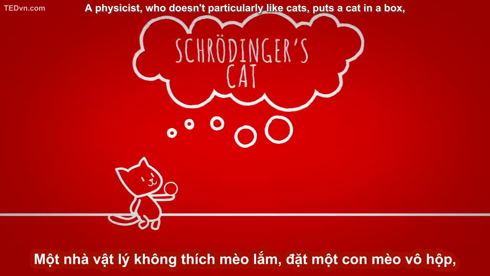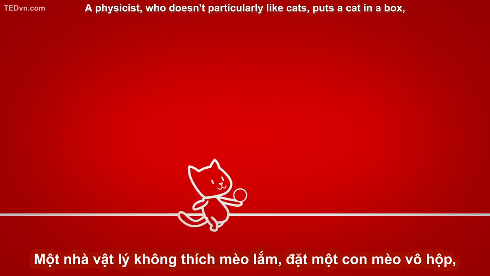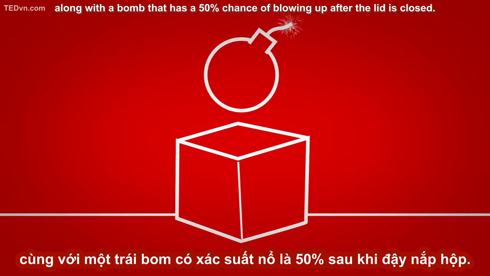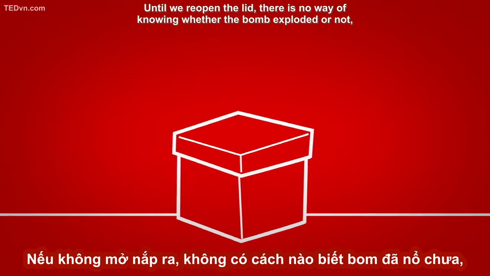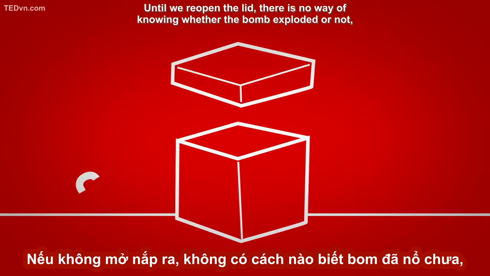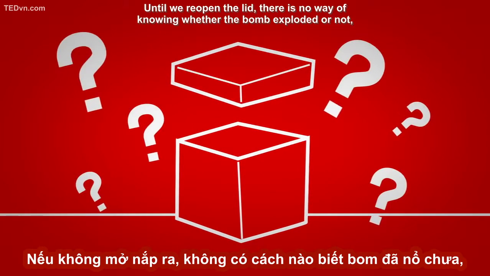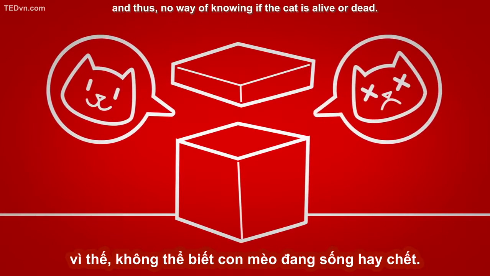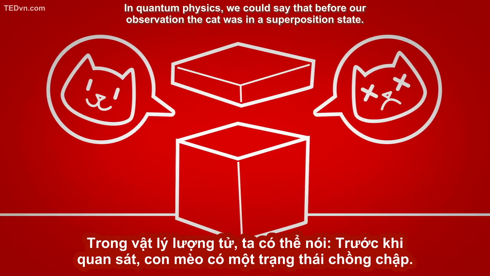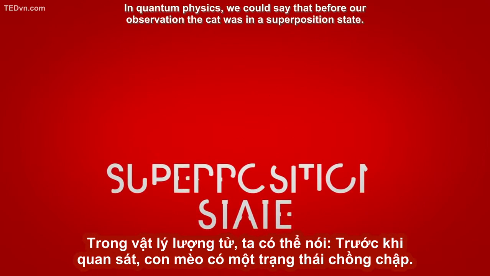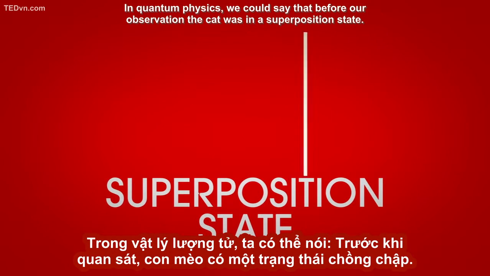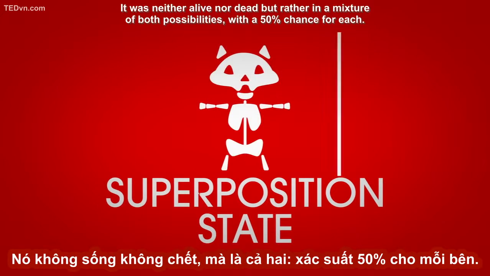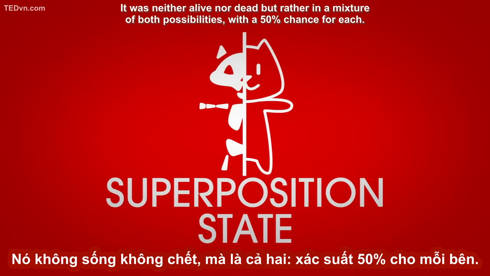A physicist, who doesn't particularly like cats, puts a cat in a box, along with a bomb that has a 50% chance of blowing up after the lid is closed. Until we reopen the lid, there is no way of knowing whether the bomb exploded or not, and thus no way of knowing if the cat is alive or dead. In quantum physics, we could say that before our observation, the cat was in a superposition state. It was neither alive nor dead, but rather in a mixture of both possibilities, with a 50% chance for each.